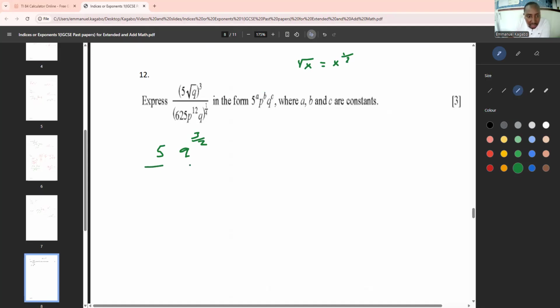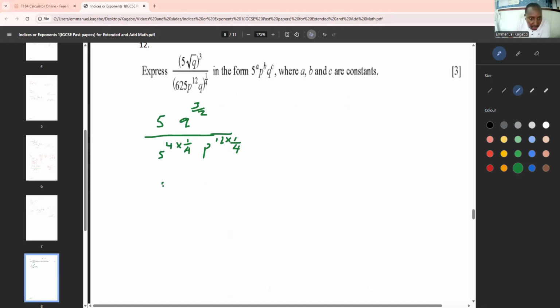Now, what about this? So let me first simplify this. Good enough, I've done the previous one. This is the 5 power 4 times 1/4. Okay. Now, p power what? P power 12 times 1/4. Okay. What do I get here now? 5q power 3/2. All of that.